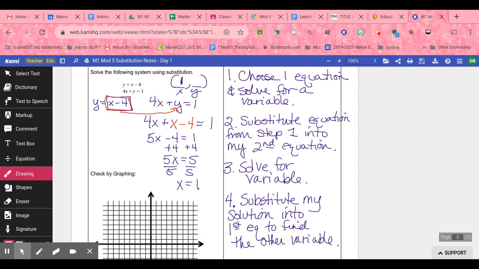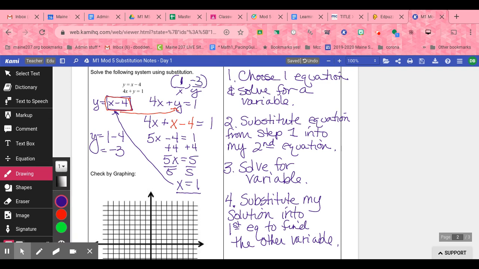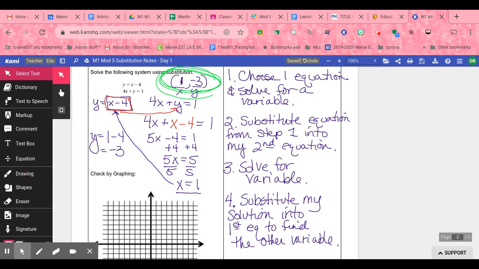All right, so what I'm going to do is take the fact that I just found x equals 1. I'm going to come back to that first equation and substitute that in. So if x is 1, 1 minus 4, I'm going to get a y value of negative 3. So that is going to come right up here, and it's going to complete my ordered pair. So (1, negative 3) would be the solution to my system.